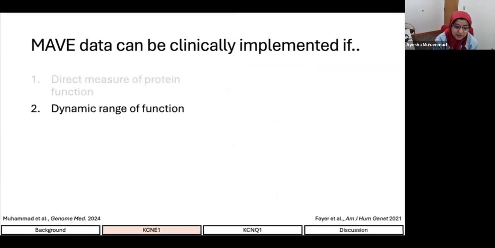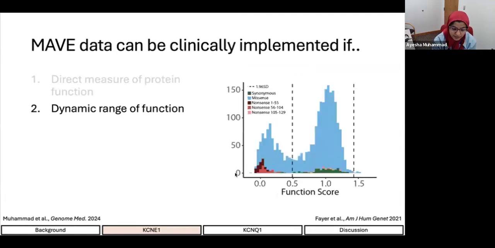The second criterion is that the MAVE or the assay should have a dynamic range of function. What that means is that they're able to well distinguish between pathogenic and benign variants. And as I demonstrated in the past, our function assay is well able to distinguish between synonymous variants and deleterious nonsense variants.